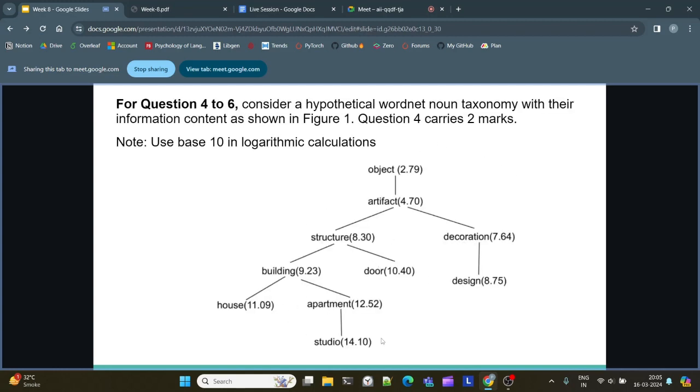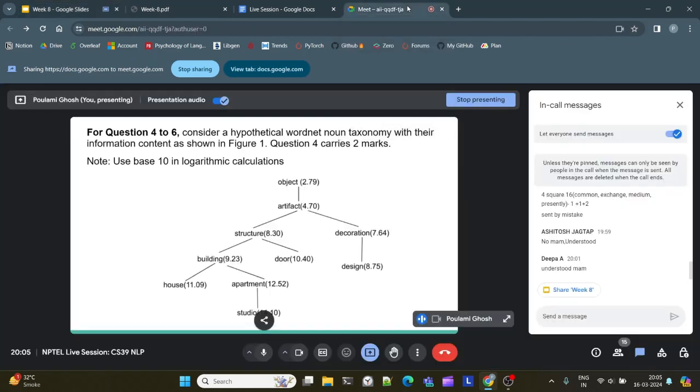I'll keep this slide. Remember, the Lin similarity between house and design. Please try the problem once and we'll discuss it in a couple of minutes.